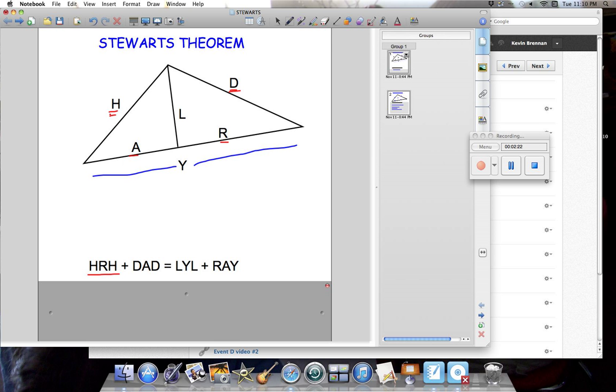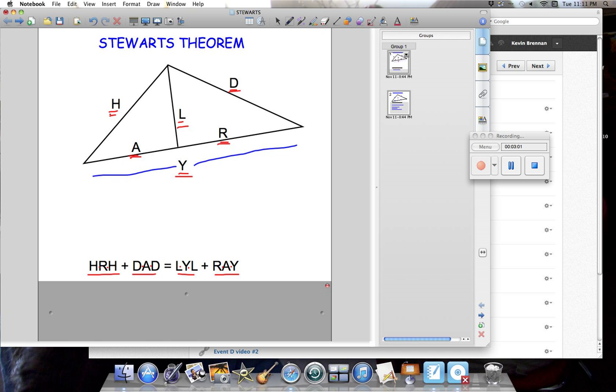Now that sum will equal LYL, L-Y-L, and that's the segment, side, segment. Notice how it bounces back and forth again. And then I've got the word RAY, and that's the three portions of the bottom side here, the R, the A, and then the whole side Y. So you multiply H times R times H, then D times A times D, L times Y times L, and R times A times Y.